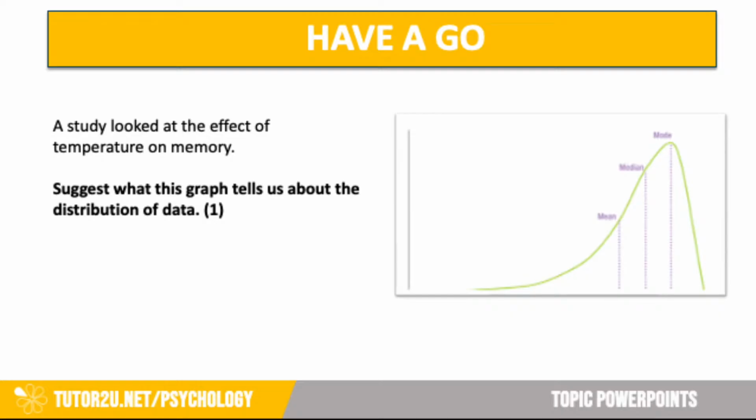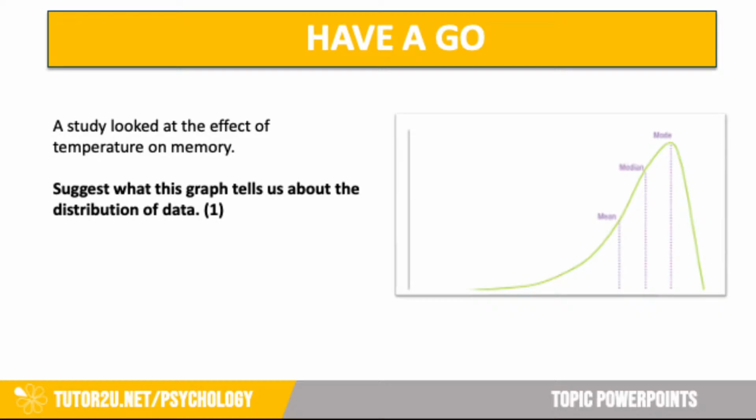This time we've got them displayed on a distribution curve here. So again, remember to read the question carefully. We've got a study that looked at the effect of temperature on memory. Suggest what this graph tells us about the distribution of data. This is worth 1 mark, but unlike the last example, this isn't just about naming the type of distribution. Here, you need to actually use the data and explain what it shows.